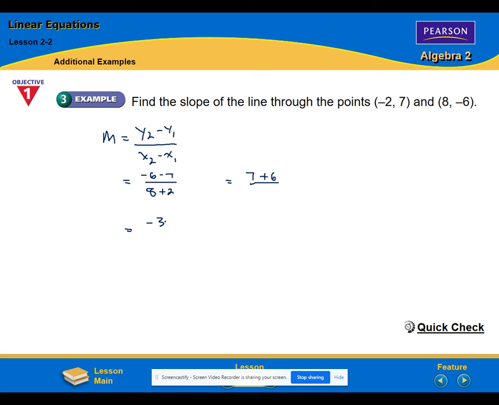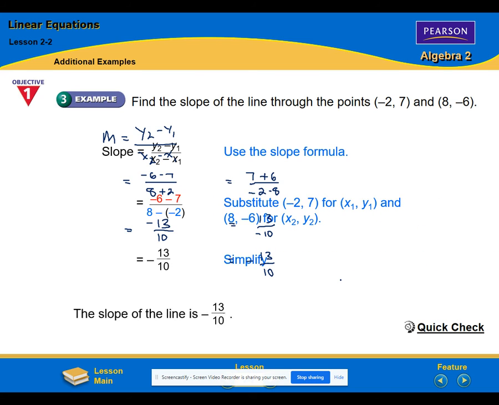This would be -13/10. Okay. But if I had done it the other way, 7 minus -6, then that's fine. You just need to go first and then second, -2 minus 8, which would be 13 over -10, which is the fraction -13/10. And just leave it as an improper fraction like that. That's the way we like it, -13/10.